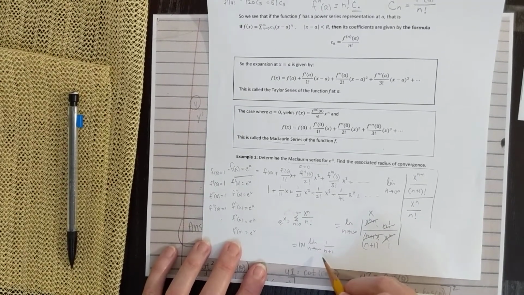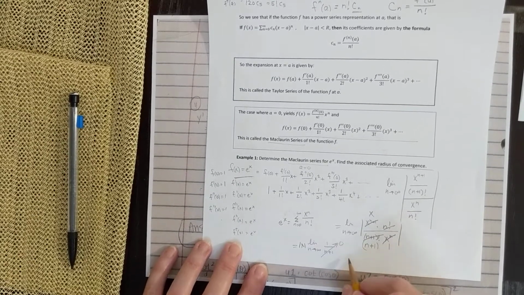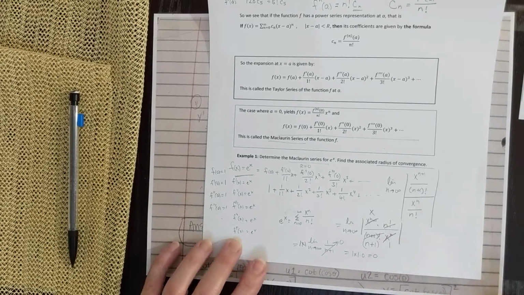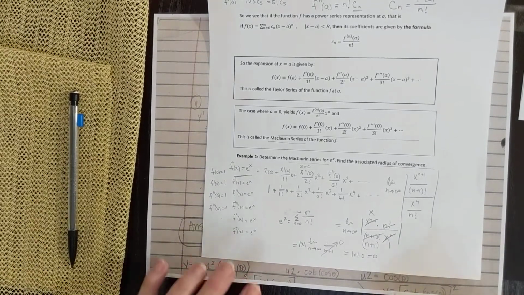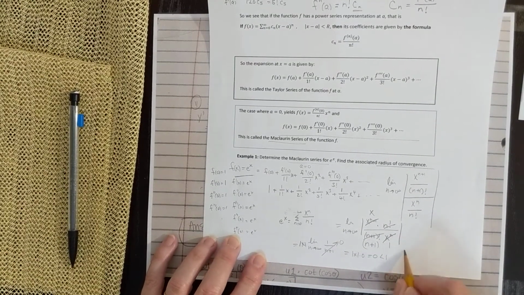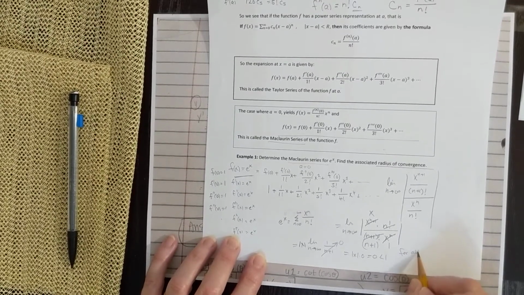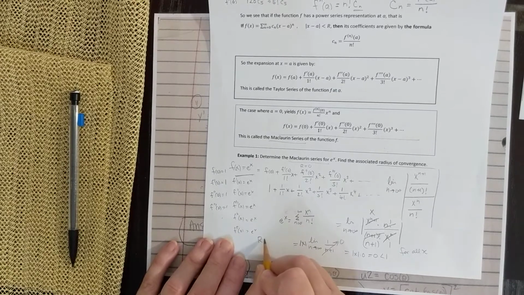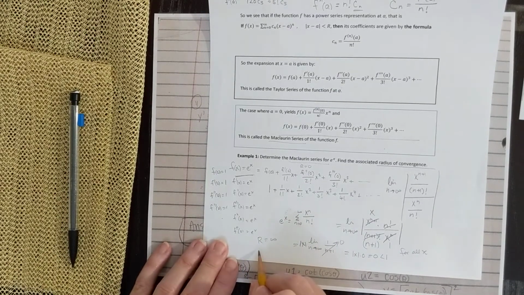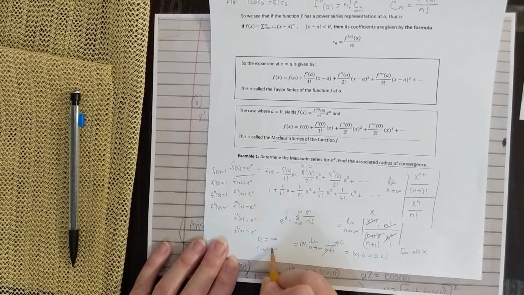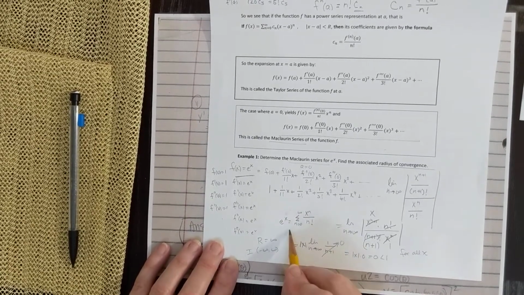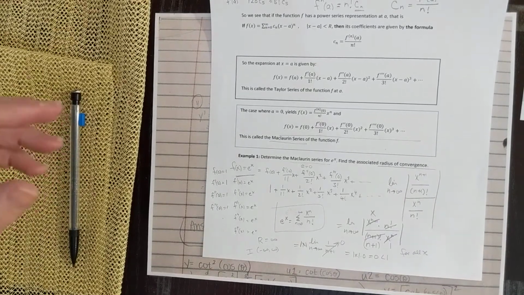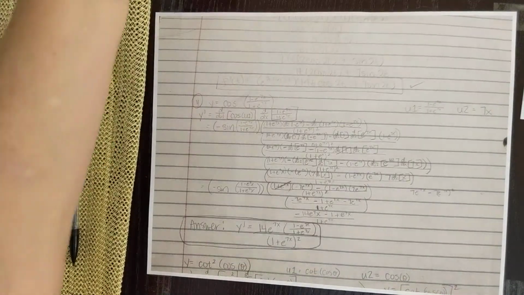Well, this 1 over n plus 1 is headed to 0. So the limit's going to be the absolute value of x times 0, which is 0. This will be less than 1 for all x values. This tells us that our radius of convergence is infinity. The interval would be negative infinity to infinity for e to the x. Okay, and in just a second, I'm going to show you graphically what that really means. All right, let's look at another example.